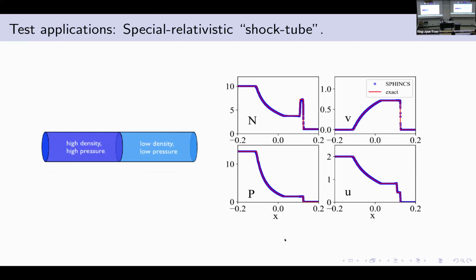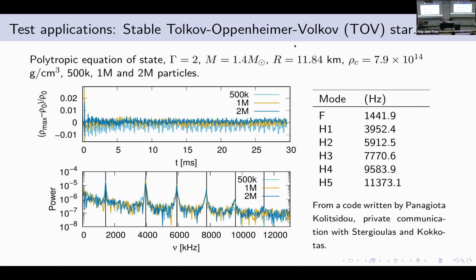I don't remember what the parameters were for this shock tube. It's probably not as strong as you were asking for. But Stefan has done tests of shock tubes and gets good agreement with the exact solution using strings. This shock tube is, of course, not in general relativity, but just special relativity. The other test application was a stable TOV star.